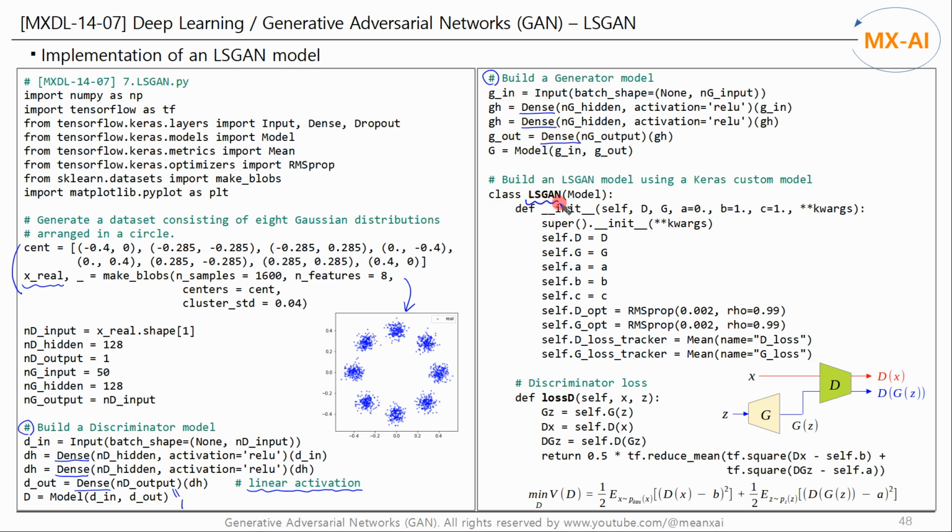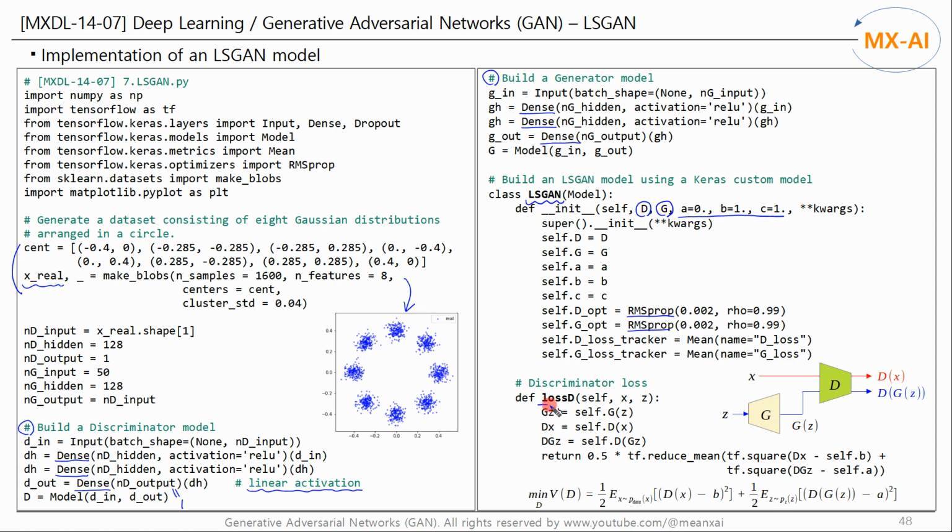Next, we write a custom class to create the LSGAN model, just like we did when creating the standard GAN model before. This class takes as input a discriminator model and a generator model. Additionally, it takes the parameters A, B, and C for the LSGAN loss as input. We will use the RMSprop optimizer to train the models D and G.